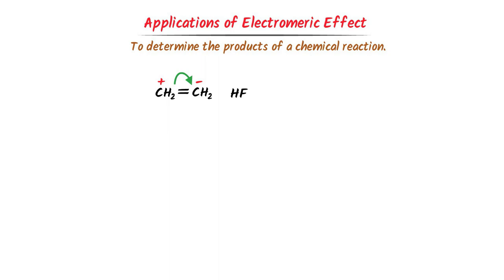Secondly, this hydrogen fluoride contains two attacking reagents. Hydrogen is a positive attacking reagent and fluorine is a negative attacking reagent. Now this positive hydrogen will attack on this negative carbon, while this negative fluorine will attack on this positive carbon. As a result, we get this organic compound.